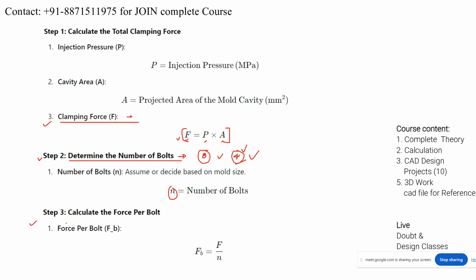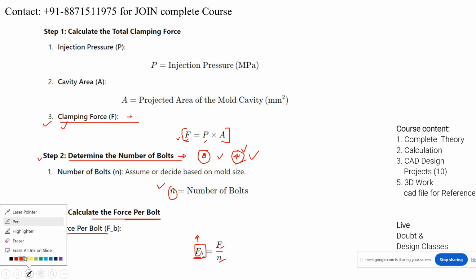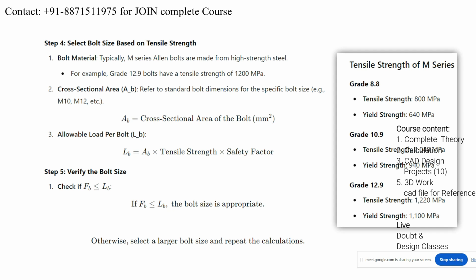Third step is calculating the force per bolt. So you have calculated the clamping force and you have decided the number of bolts. So the force per bolt, FB, is the force divided by the number of bolts. So you will get the force on a single bolt, right? Is it clear? See here. Okay, so this is our calculation.